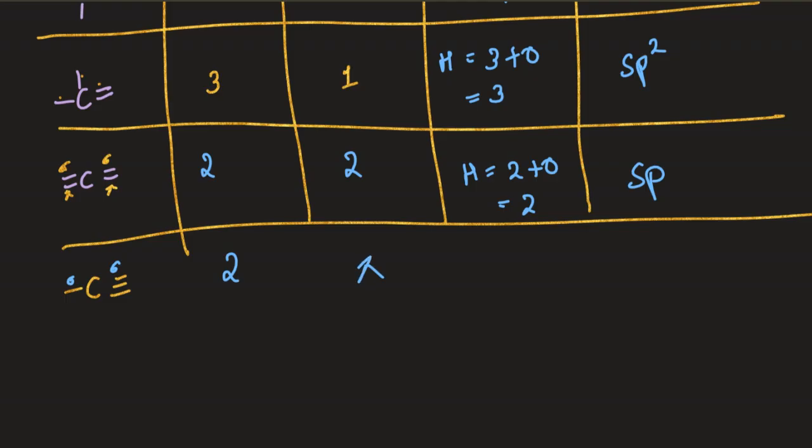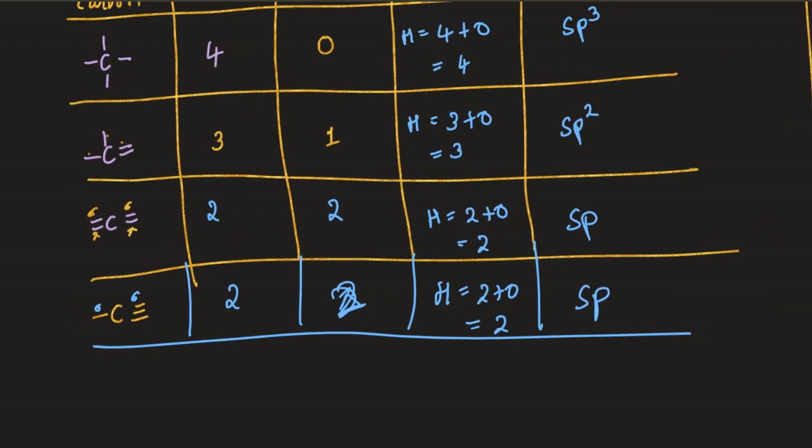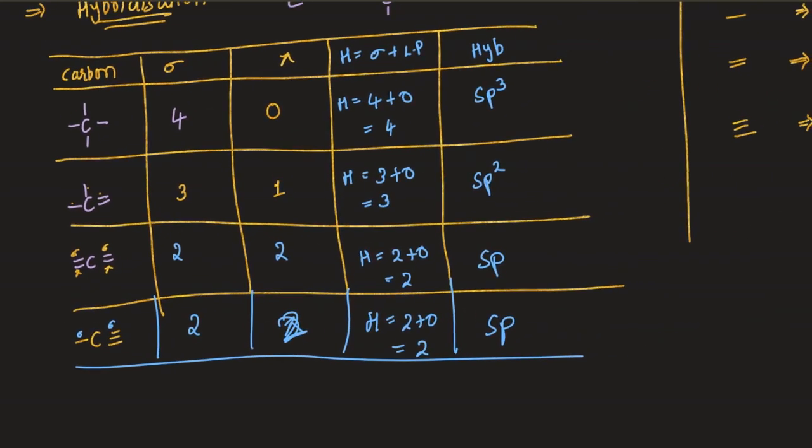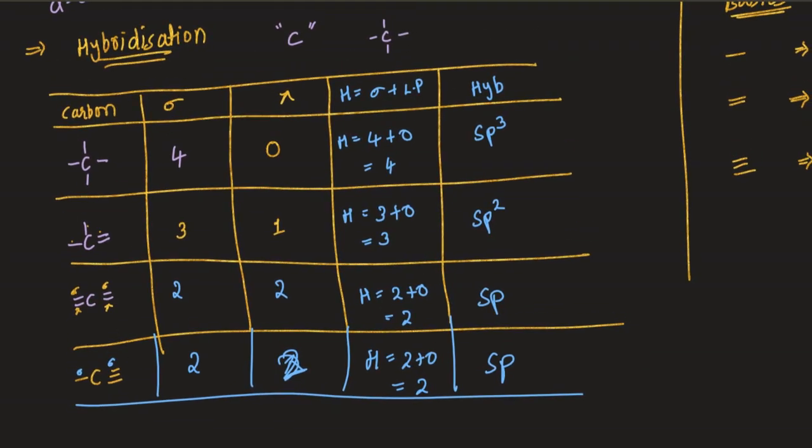And how many pi bonds? 2 pi bonds. Okay, so therefore if I ask you H2C=C=CH2, which is nothing but 2 pi bonds, what will be the hybridization? sp hybridization. Okay, so this is the way to understand the hybridization. So how will you find hybridization in organic chemistry? Number of sigma bonds plus lone pair.